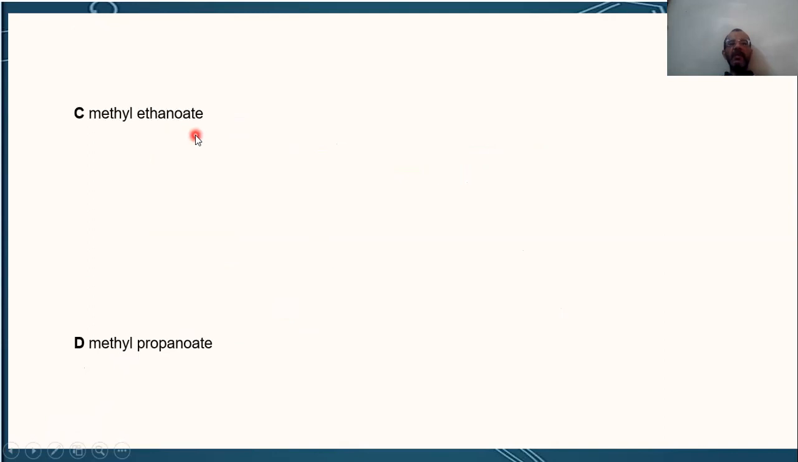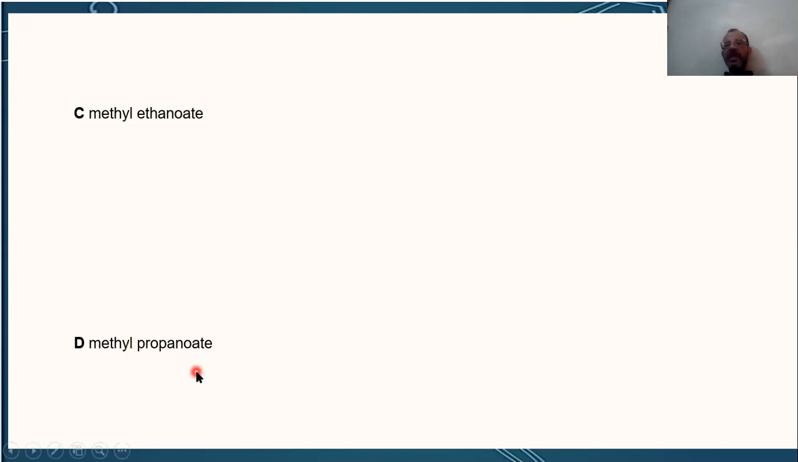Methyl propanoate. Which part are we going to study first? Methyl or propanoate? Propanoate first. Propanoate, how many carbon atoms? Meth means 1, eth means 2, prop means 3. So I start with propanoate, I start with 3.